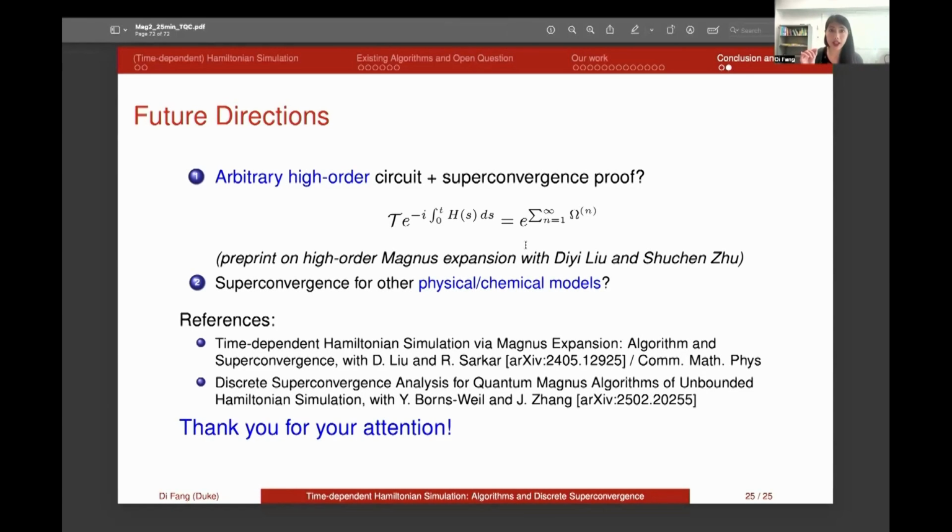The challenge is that for arbitrary high order, suppose I truncate at order p, naively you would directly extend our current circuits. We will introduce a p factorial cost dependence. However, in our new preprint, we can get rid of the p factorial entirely. We can show it's poly p actually.